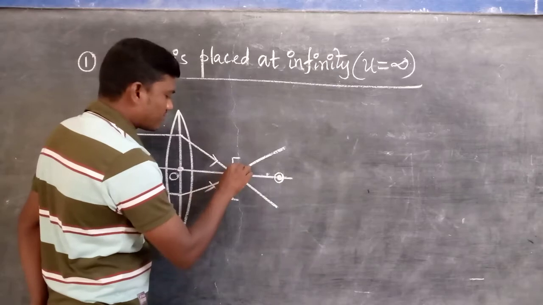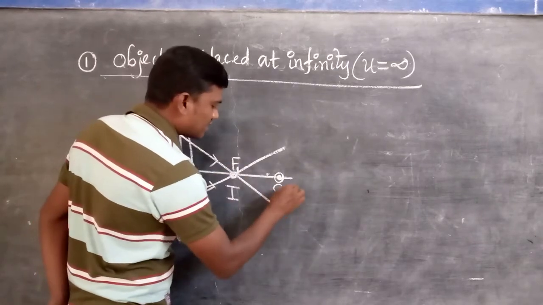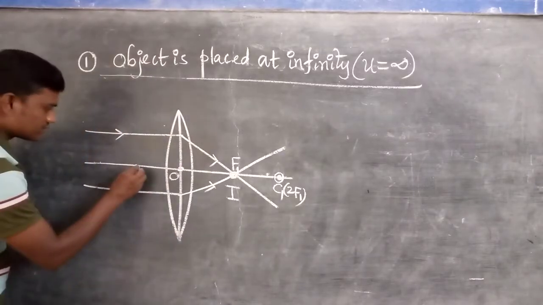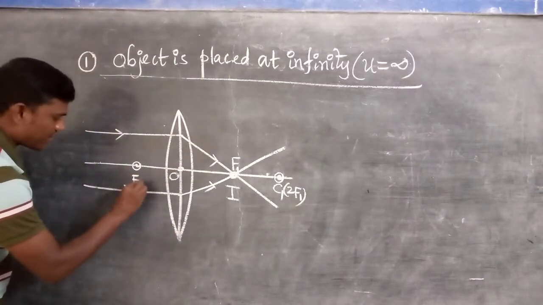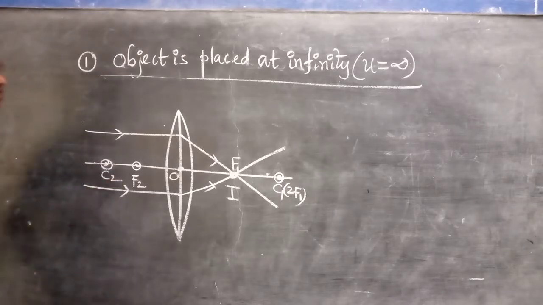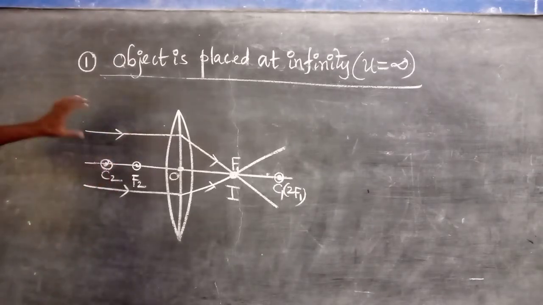So this side is generally F1. It is the C1 or 2F1. This side, what is there? F2, C2. So this is the way. So this is the diagram.